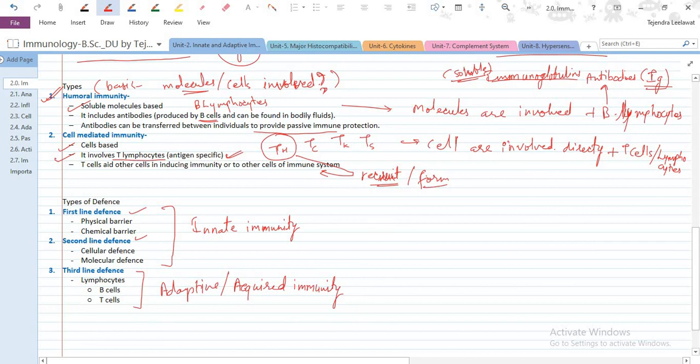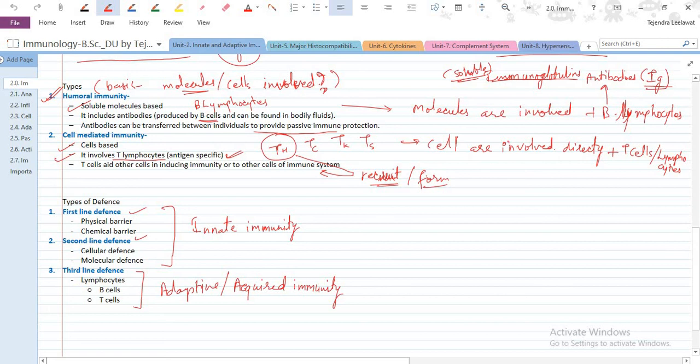First line defense includes physical barriers like skin, mucosa, our body fluids, our sweat, and the secretory material of the body. So these include physical barriers and chemical barriers. Suppose skin is a physical barrier, and chemical barriers include things like mucosa. That is the first line defense. Second line defense includes cellular defense and molecular defense, for example phagocytes are involved as part of the defense, and sometimes they release some chemicals to fight and recognize the pathogen. All these are included in the second line defense.